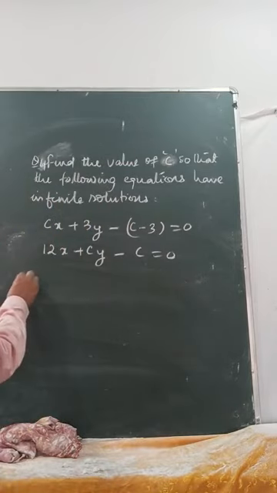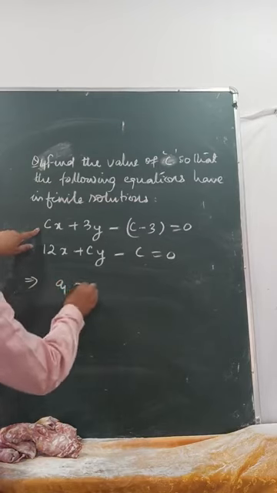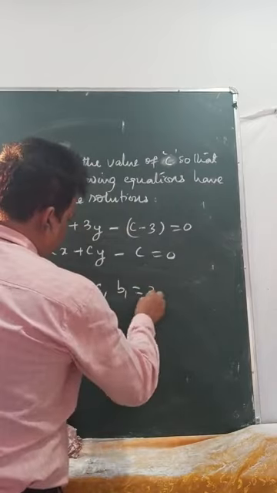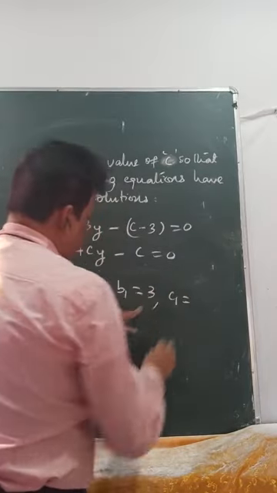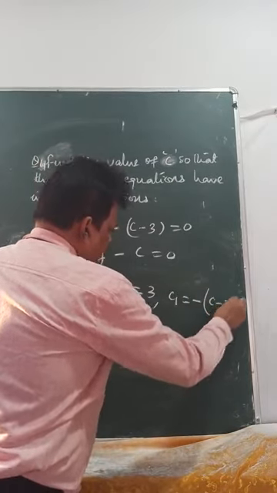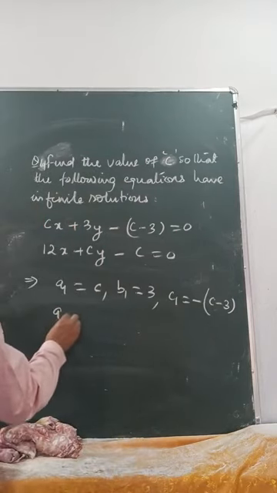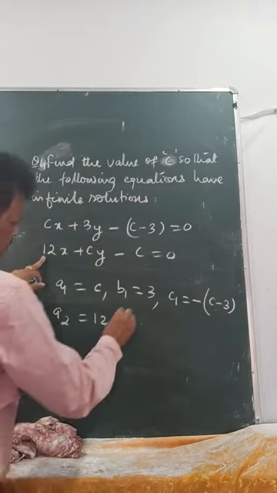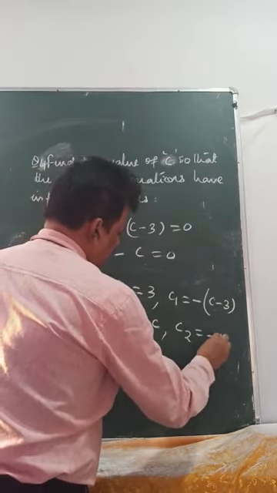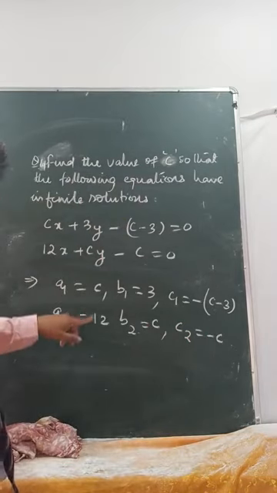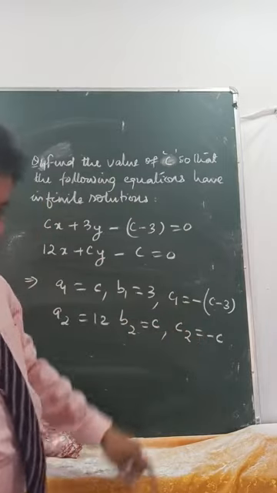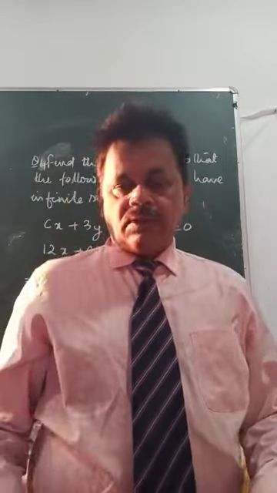So a1 is c, b1 equals 3. Look here, c1 will be with a minus sign, so minus of c minus 3. a2 is 12, b2 is c, c2 is minus c. So same problem: a1 by a2 equals b1 by b2 equals c1 by c2. So try to complete this. Tomorrow you study a new question.